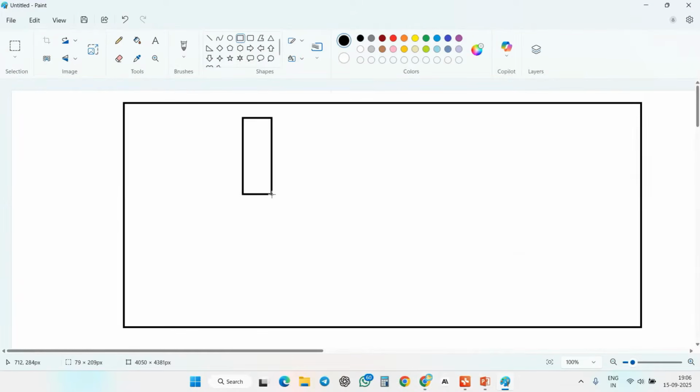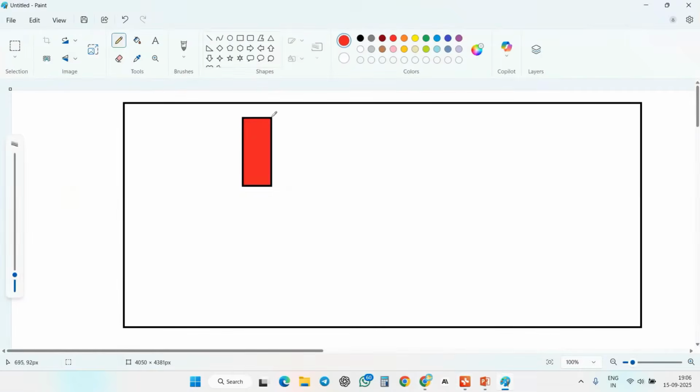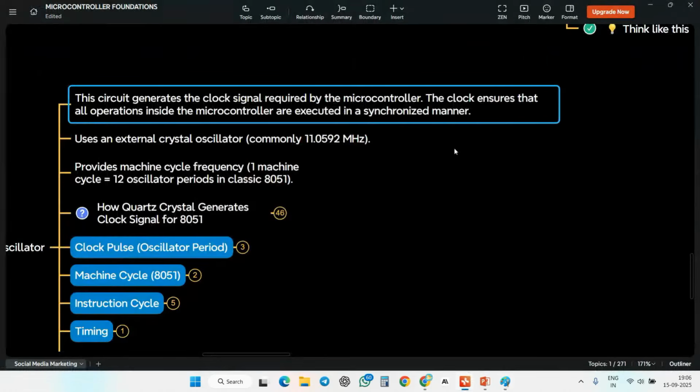So we know that this crystal oscillator is present in every microcontroller, because it is mandatory for it to work. What is the purpose of this? The name itself tells it: it generates the clock signals. This crystal oscillator generates the clock signal like this. I hope you got this one.